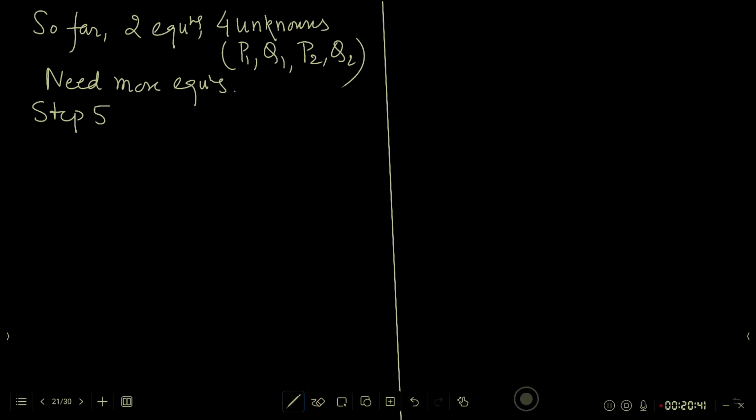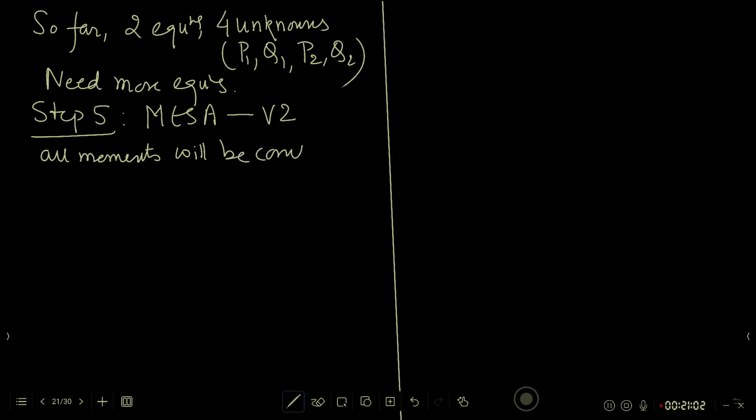Step 5, MESA, V2 version we have to chase. This equation will be written, all moments will be computed about C, valid point. Indeed, it is a valid point. C is the center of mass, always a valid point.